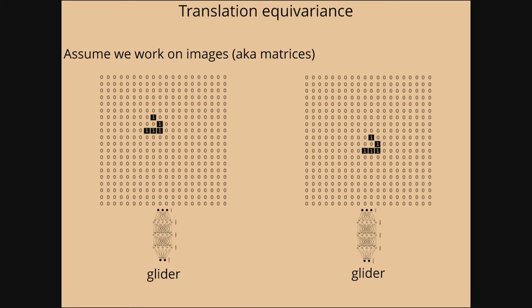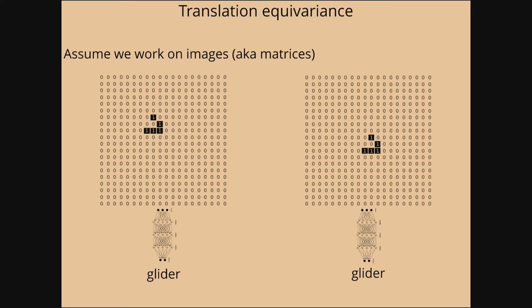Oh yeah, and also one thing that is important, an image is basically a matrix, and especially a grayscale image is just a matrix with values between 0 and 1 to describe how gray a pixel is. And here you can see that the 0 pixels are white and the 1 pixels are black. And the question now is, how do we make the network understand that both of these gliders are the same?